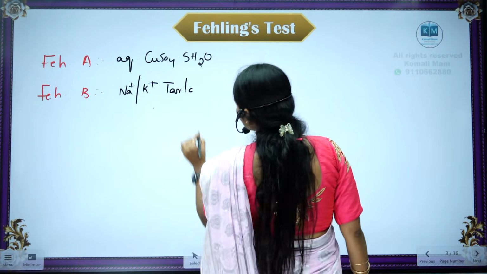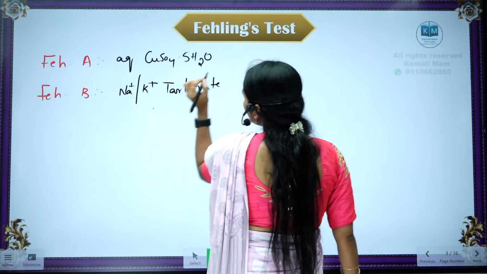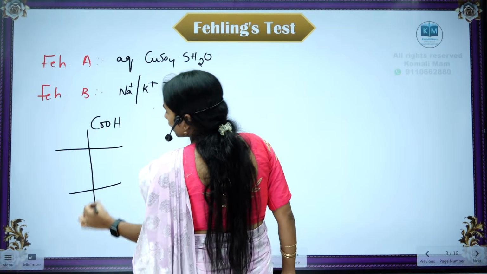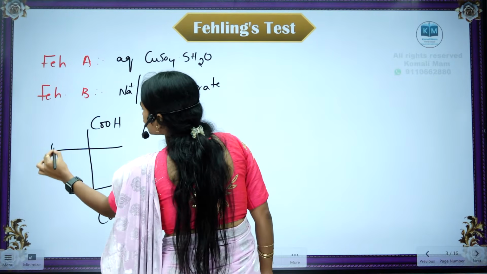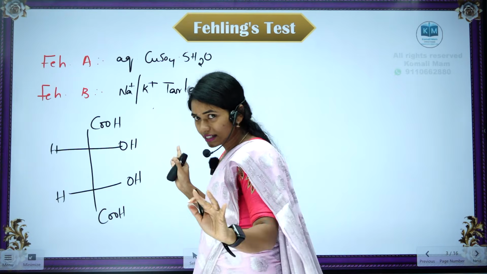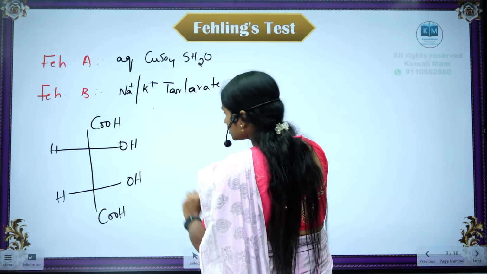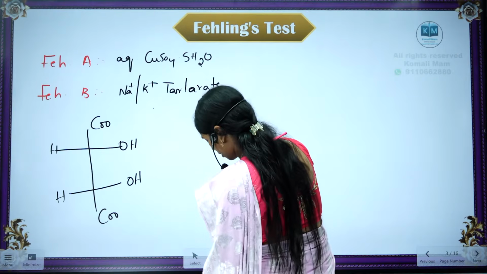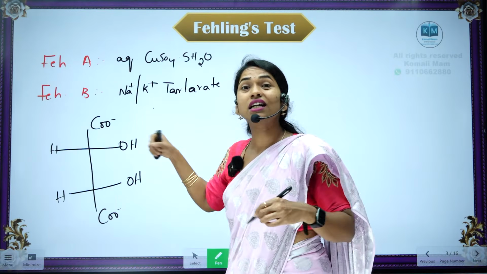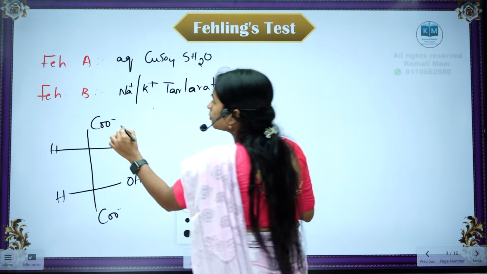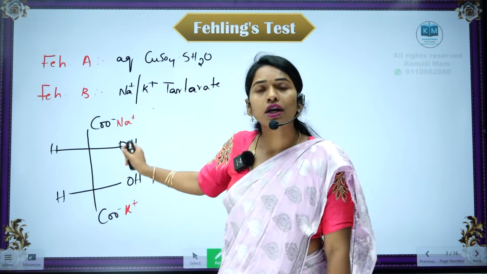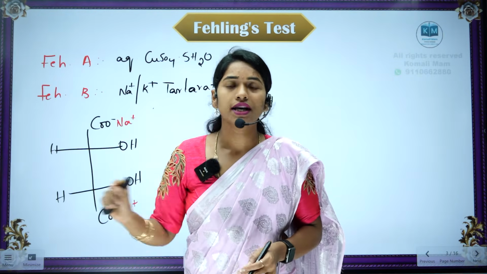What is sodium or potassium tartarate? Let us see. You know tartaric acid, this is the structure of tartaric acid. COOH, COOH, here H, here OH, here H, here OH. This is tartaric acid. From tartaric acid, just remove this H from here, remove this H from here. So H+ goes out, what will be left? COO minus, COO minus. Its structure is tartarate. Now, in this structure, I am going to keep one Na+ here, one K+ here. Then its name will be sodium potassium tartarate. This is called Fehlings B.